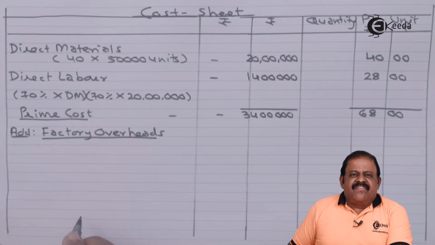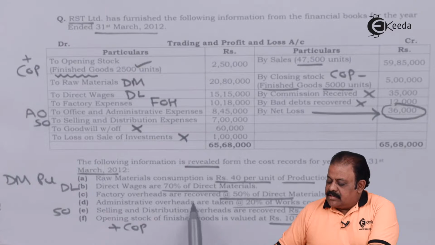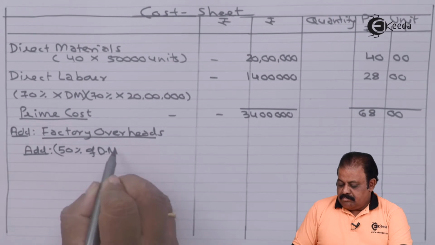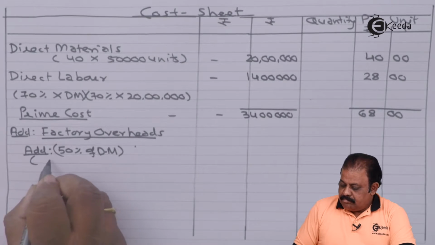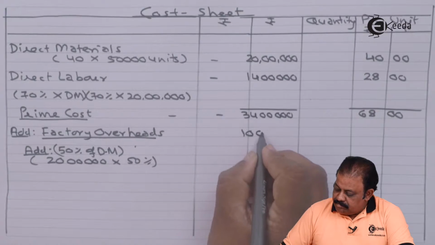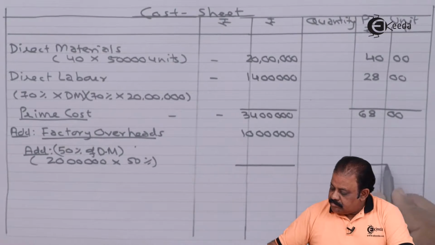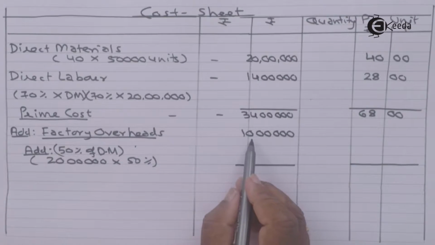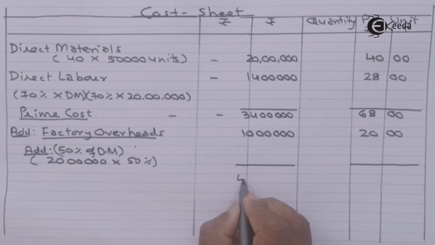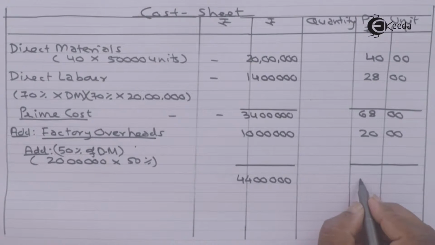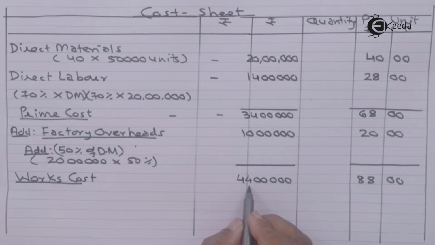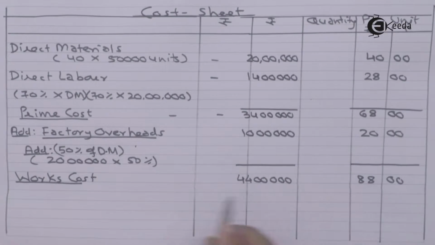To this we are required to add factory overheads. Factory overheads are recovered at 50% of direct materials. 50% of direct material, it will be 10 lakhs. Per unit it will be 20 rupees. So works cost we had 44 lakhs. Per unit is rupees 88.